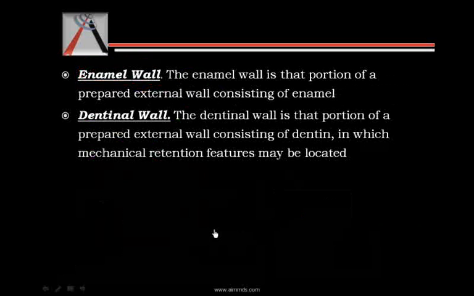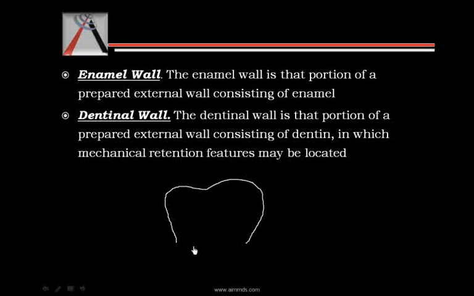Then based on whether a particular wall is made up of enamel or dentine, it is called enamel wall or dentine wall. To understand this, let us have a diagram of the tooth over here. This is the enamel, this is the DJ, and herein we have dentine. So if we prepare a cavity, for example, if this is the cavity, this particular wall is the external wall of the cavity.